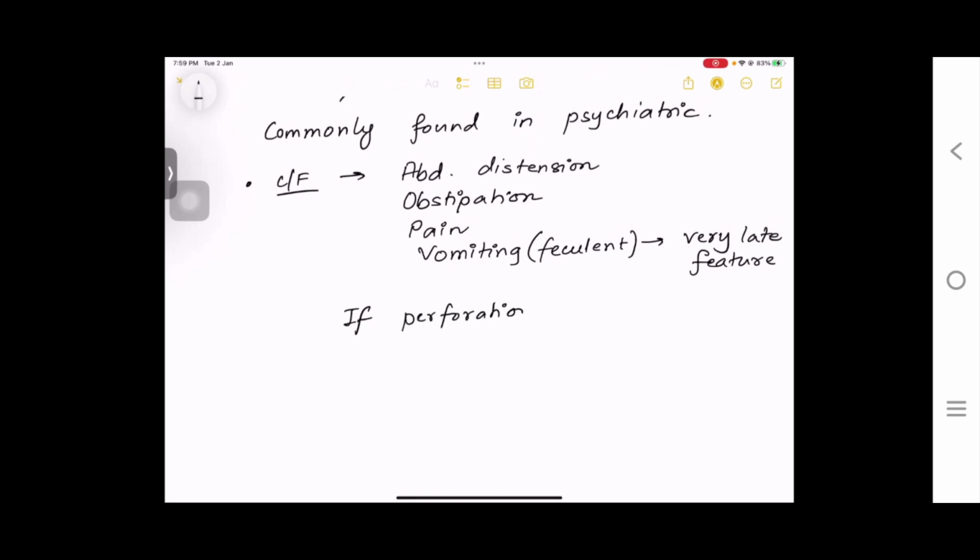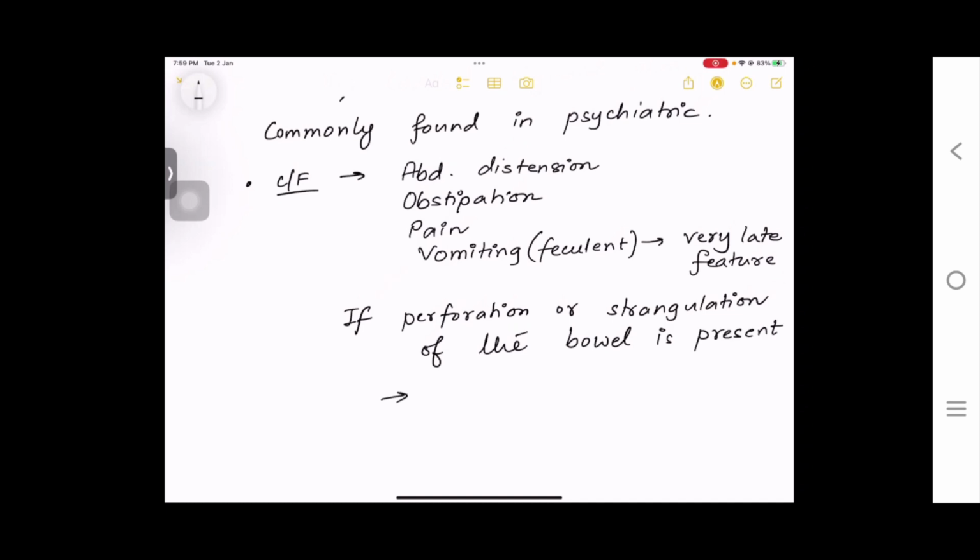One is abdominal distension as given in the question, then is obstipation, then is the abdominal pain which is colicky in nature, and fourth is vomiting. Now this vomiting is a feculent type of vomiting, which means that this is a very late feature of volvulus.